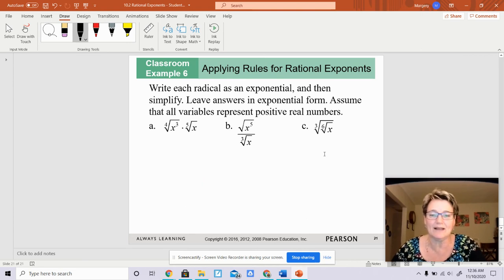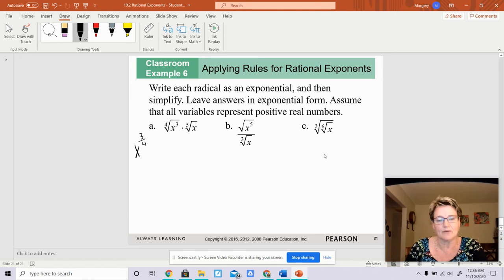Write each radical as an exponential and then simplify. So the first problem, we have x to the 3/4. Remember, the index is the number in the bottom. I'm going to hurry up, I'm running out of time, and this is going to be 1/5. When you multiply powers, you add the exponents. So 3/4 plus 1/5. You cannot do that.